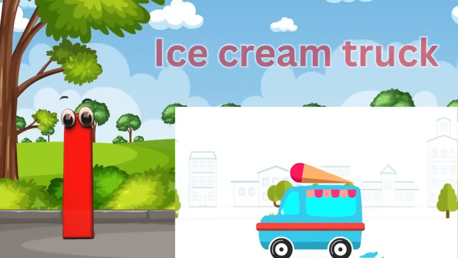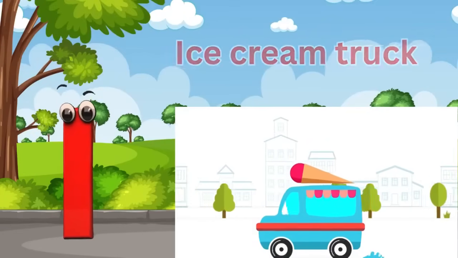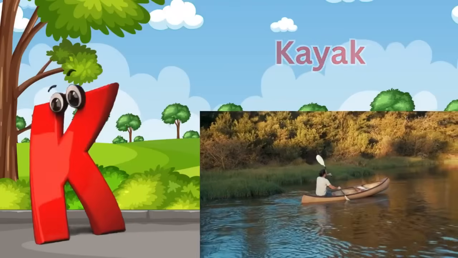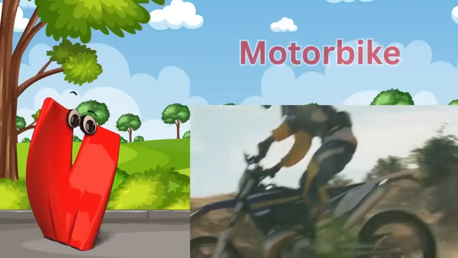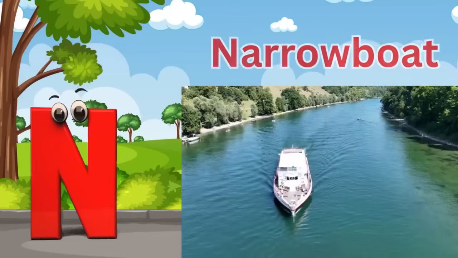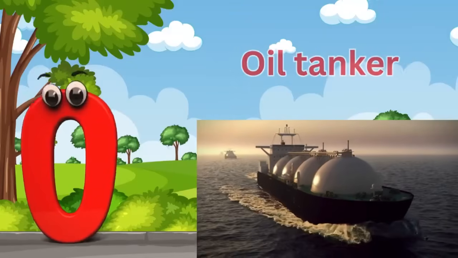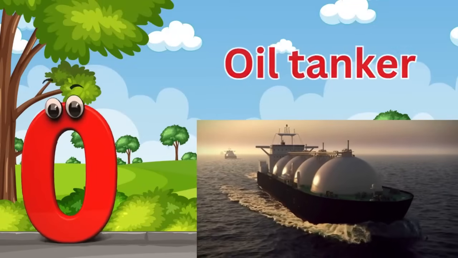I is for ice cream truck. J is for jet. K is for kayak. L is for lorry. M is for motorbike. N is for narrowboat. O is for oil tanker.